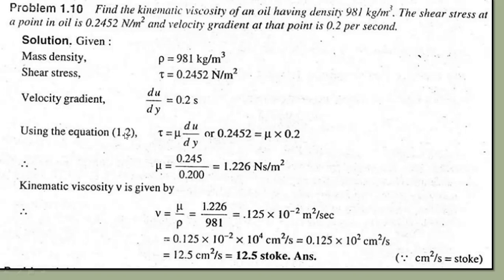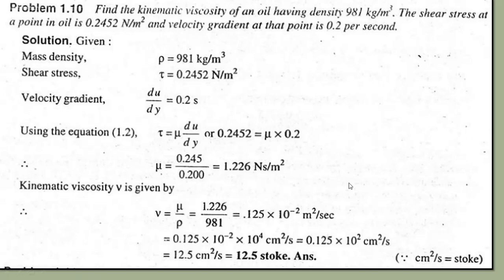Using the equation tau is equal to mu du by dy, 0.2452 is equal to mu into 0.2. So mu is equal to 0.2452 divided by 0.2, which is equal to 1.226 Newton second per meter square. So kinematic viscosity v, small v, is given by v is equal to mu divided by rho, which is equal to 1.226 divided by 981.